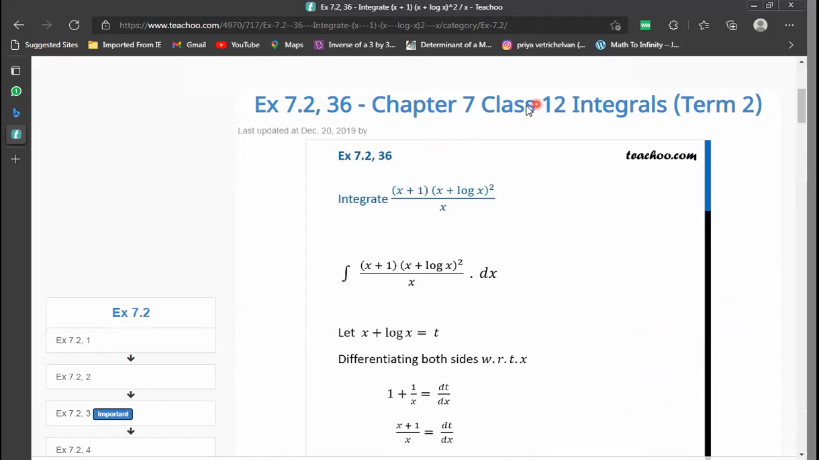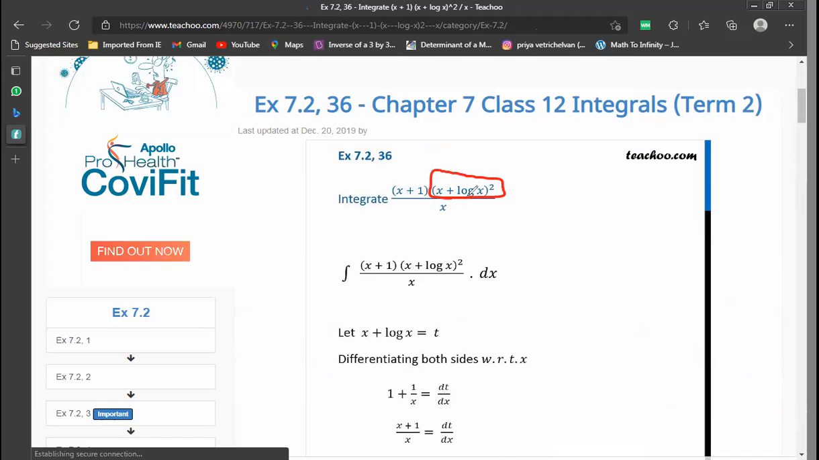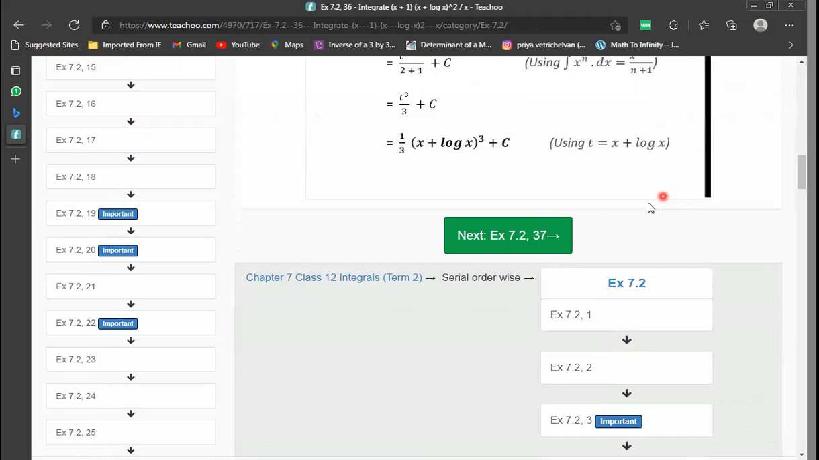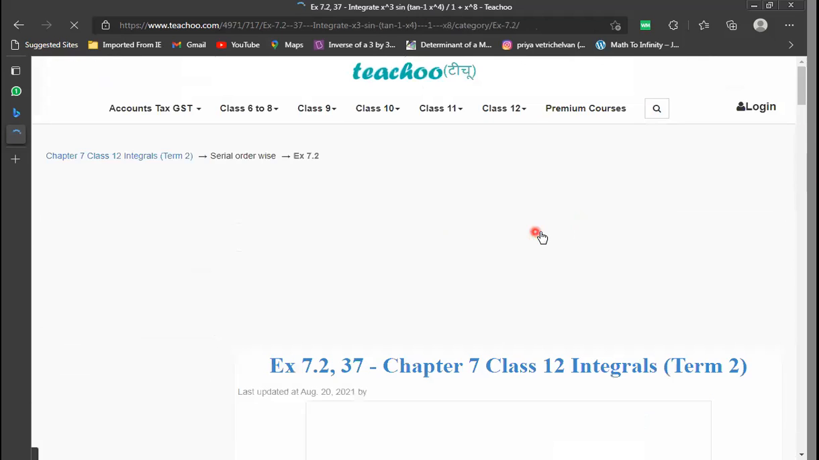In this question also, you have to choose x plus log x as t and do the differentiation. You'll be able to make the cancellations and do the same substitution method. You'll be getting the answer. It's very simple.